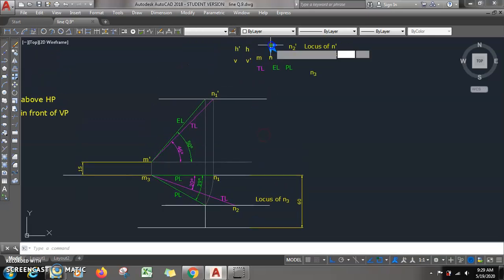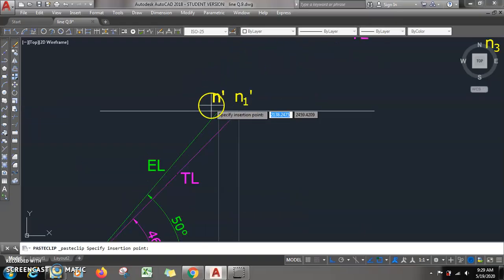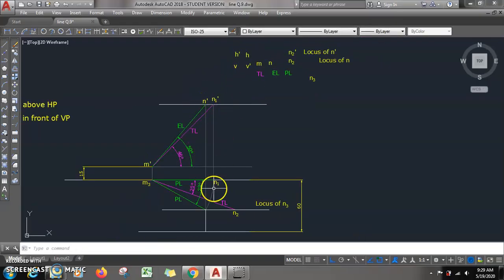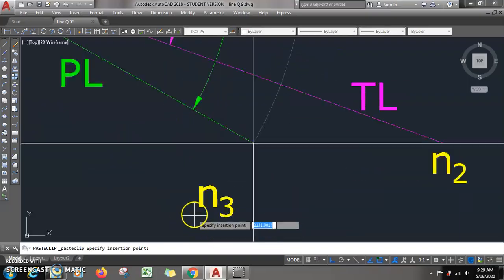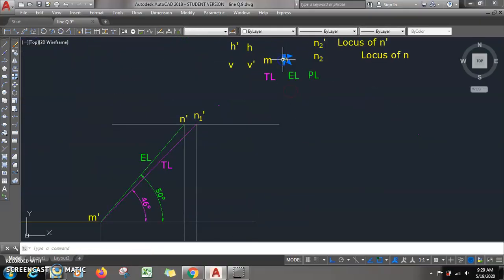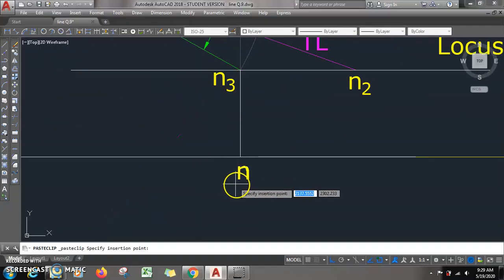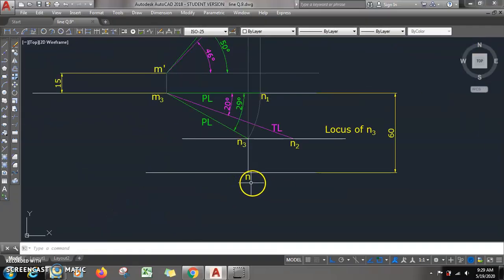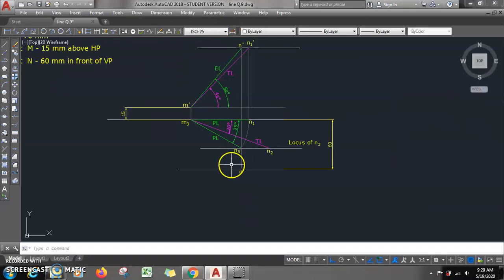This point is n dash. Okay, and this point is what? This point is n3, and finally this point is what? This point is n. Okay, so you can show this thing by faint line. You see, like this. So we know n dash and n lie on same line. So finally you will be getting n at this point.